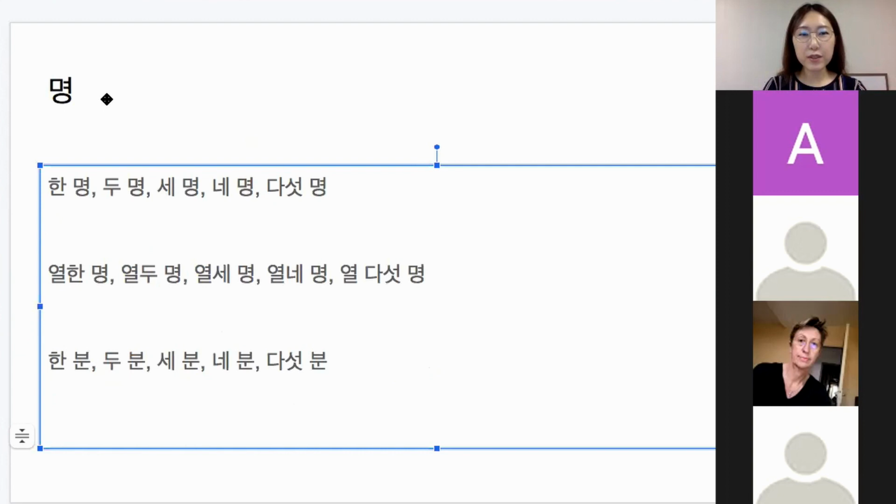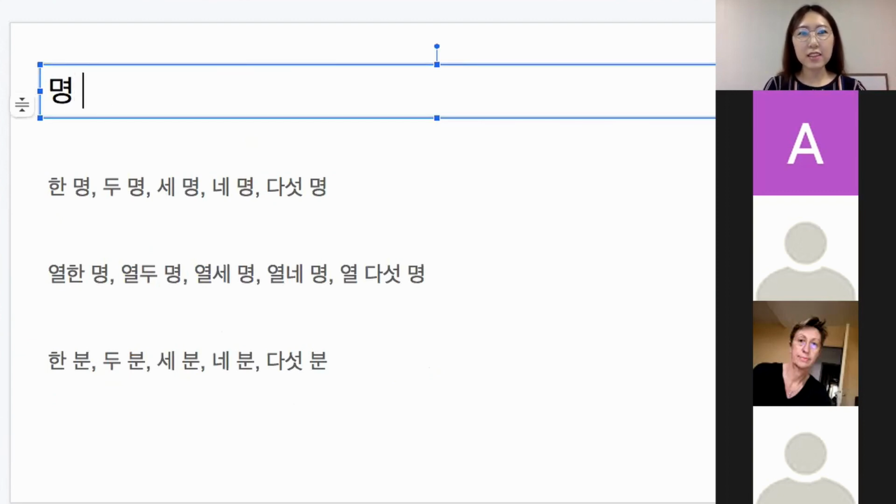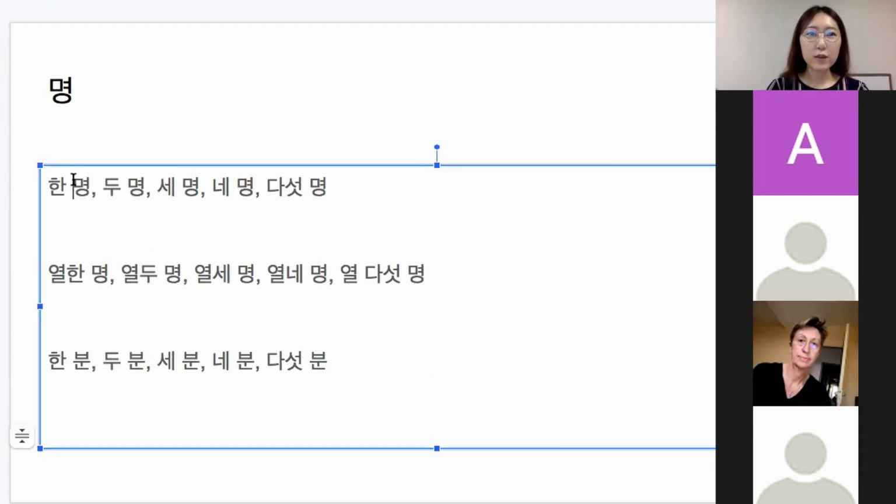So when we count the person, 명, this is used for counting people. So one person, two persons. 한 명, 두 명, 세 명, 네 명, 다섯 명.